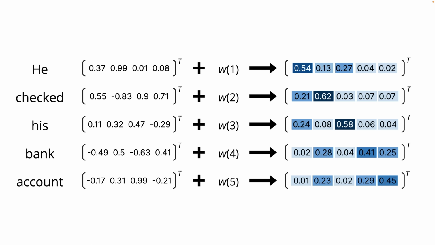So let's break down these self-attention vectors. Each word has its own vector. And if we have a closer look at the vector for the word bank, we can see that each of the vector elements corresponds to a word in the sentence.